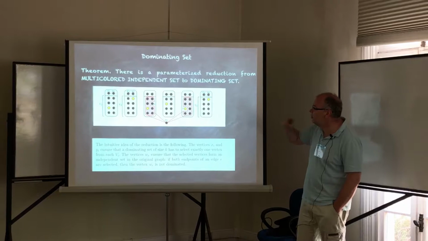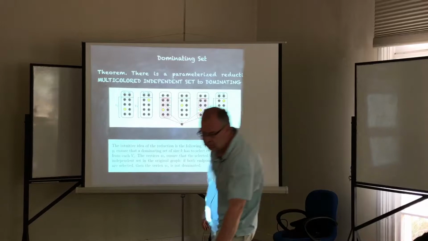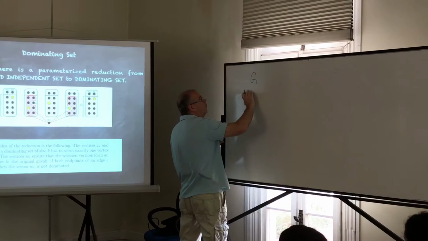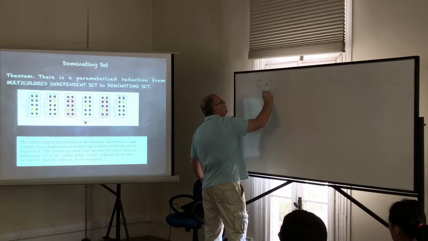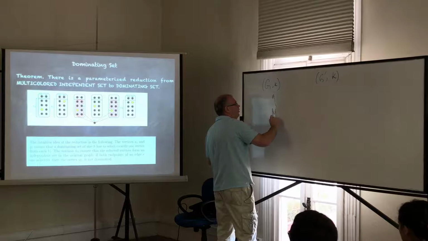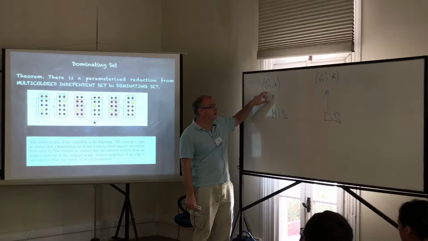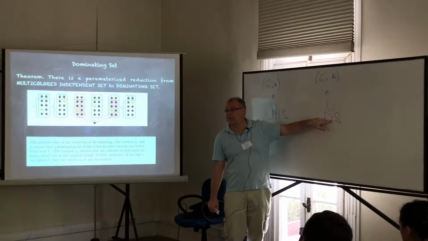Okay, so this was a reduction to clique. So let's do the same for dominating set. My reduction is from multicolored independent set to dominating set. So I have an instance G of multicolored independent set with the parameter k, and I want to construct an instance of dominating set. The parameter will be the same. So this graph will have a multicolored independent set if and only if the new graph will have a dominating set of size k. So how will I construct this?